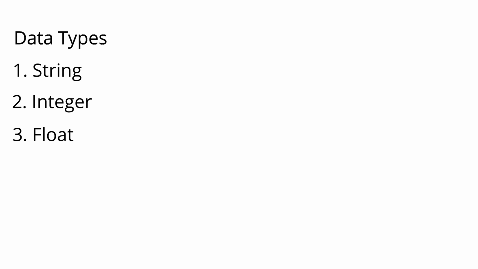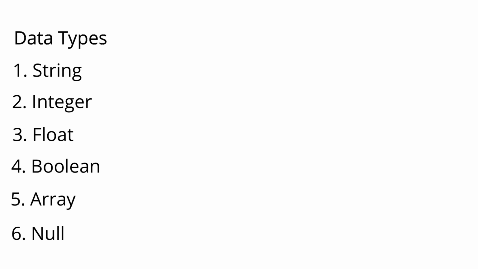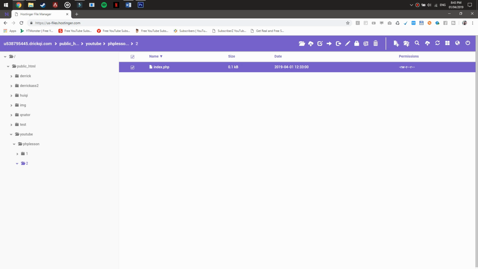Okay, so hi guys, this is our second tutorial, and right now we are going to learn about PHP variable data types. There are a few data types in PHP, but maybe different from other programming languages. Today we are going to learn six types: the first is string, the second is integer, the third is float, and then Boolean, array, and null. Right now we'll be getting started.